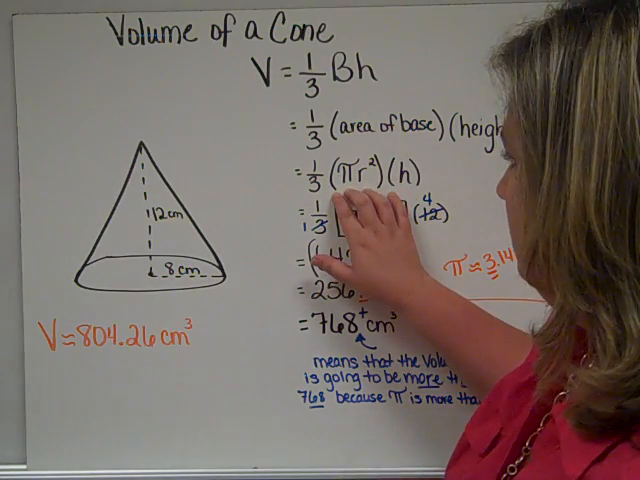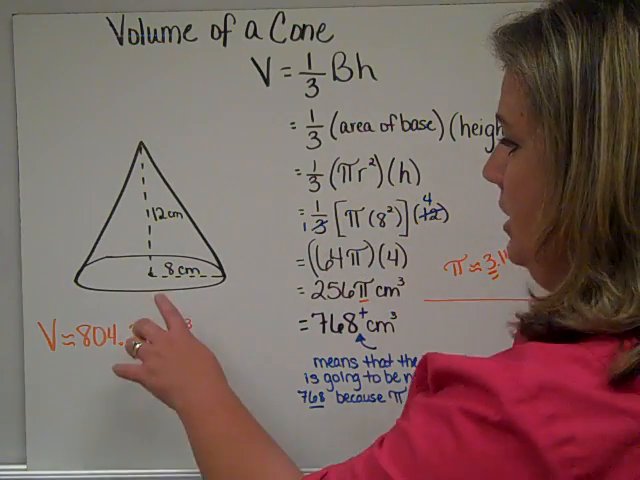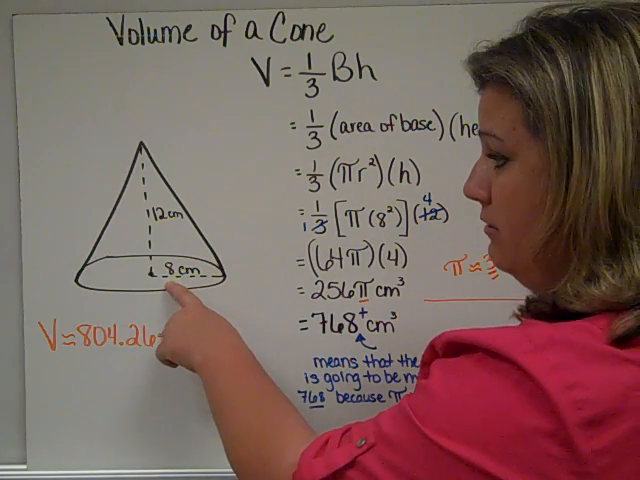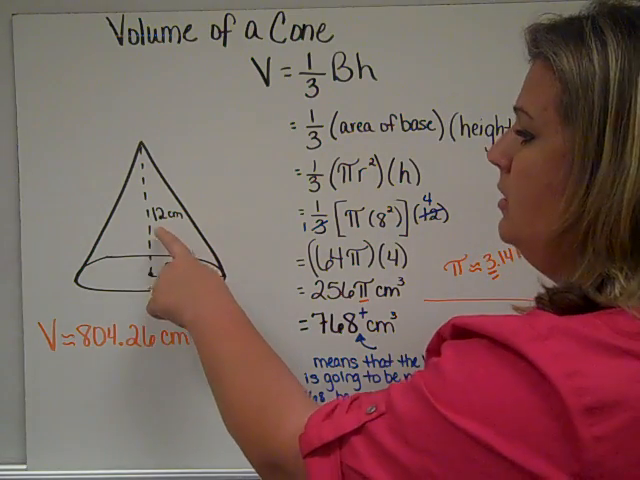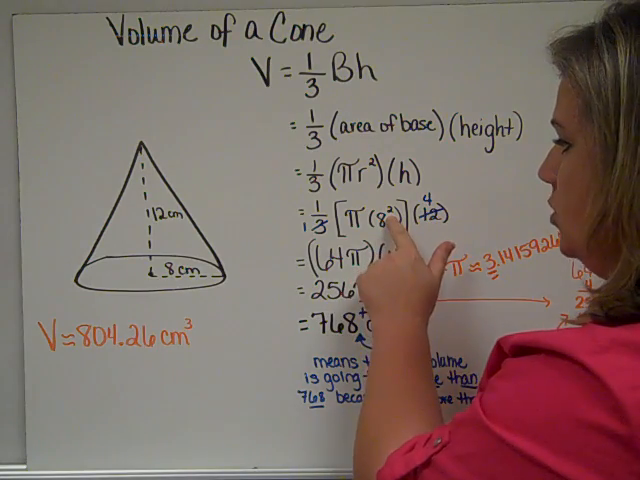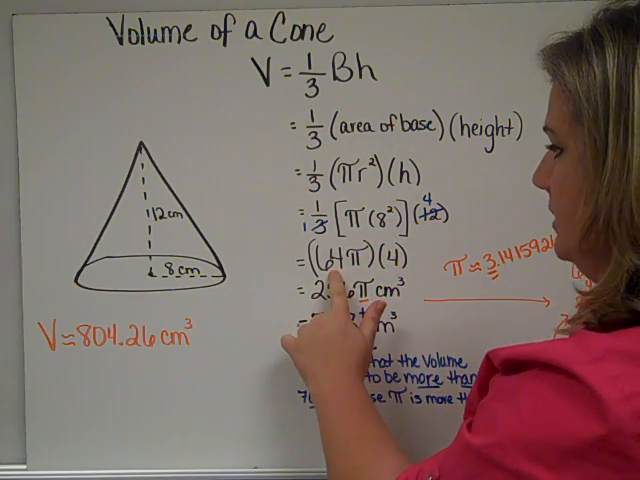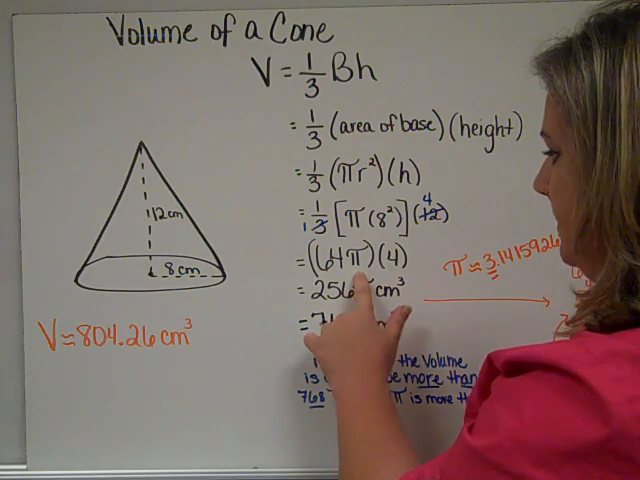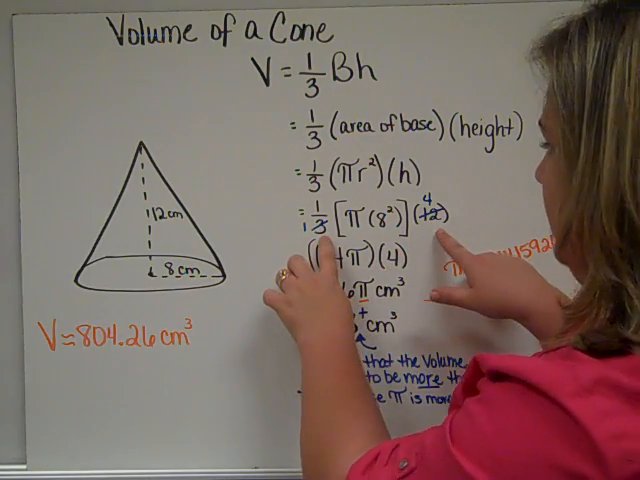So again, pi r squared. Here I'm given my radius of 8 centimeters and my height is 12. So I need to plug those in. Don't forget to square your radius, which I got 64. Bring down your pi. Now notice what I did with the 1/3.